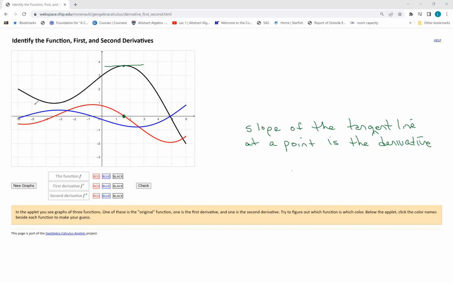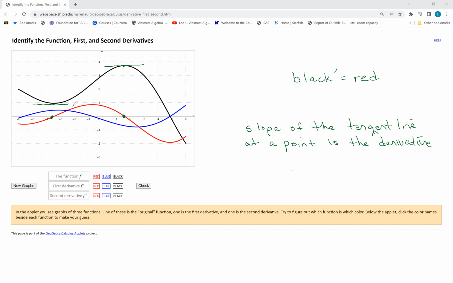is right here. This also has a horizontal tangent line. And oh, look, perfect, red is 0 there as well. So now I know that the derivative of black is equal to red, right?